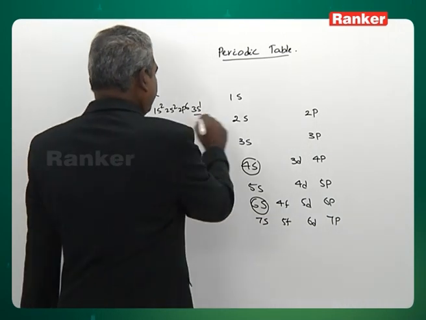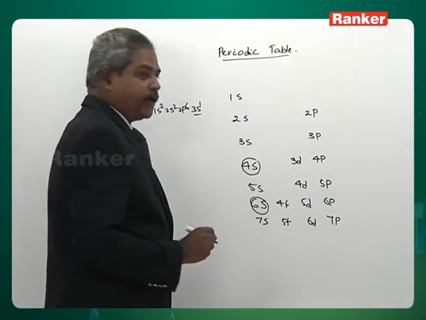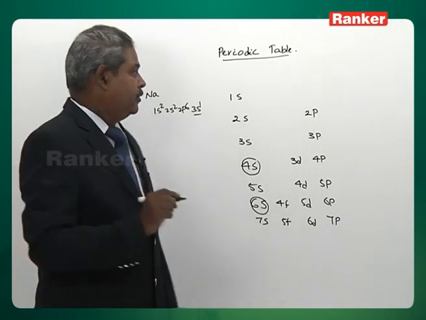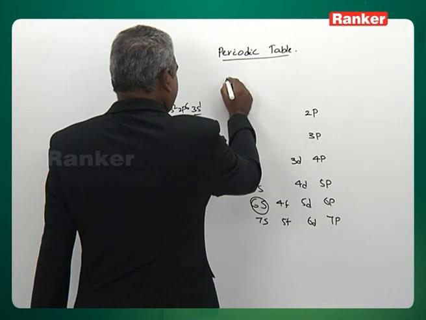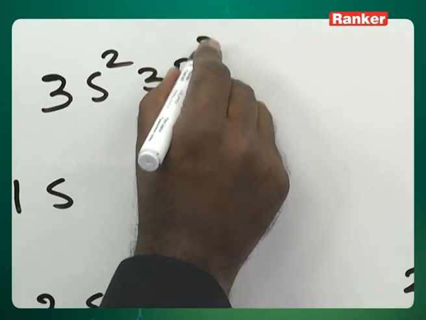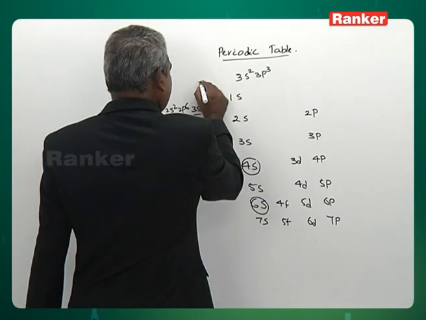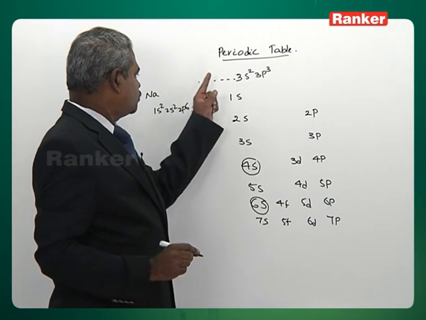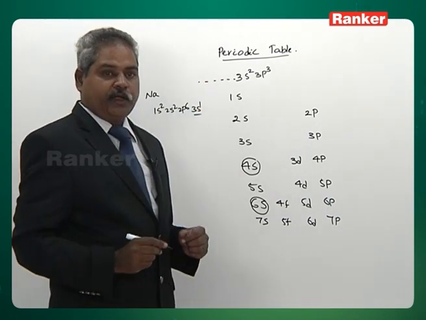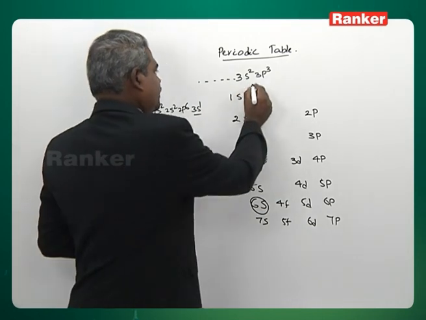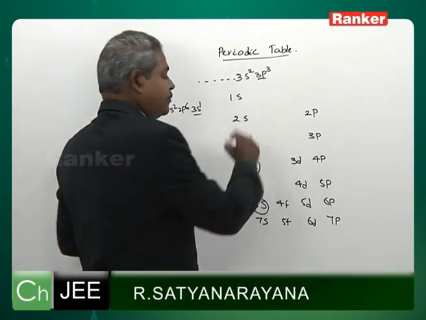So, if you happen to know the electronic configuration of a particular element, you can identify its position in the periodic table. So, now tell me, 3s2, 3p3, an element whose valence shell configuration is this, of course preceded by 1s2, 2s2, 2p6. Where do you find this element? 3p. You will find that in the third period, 3p.